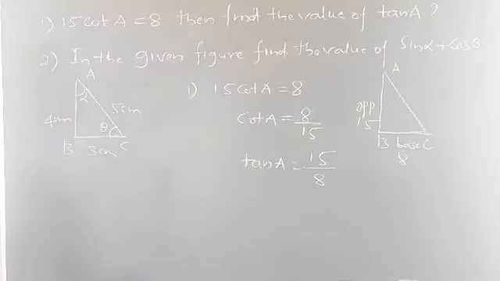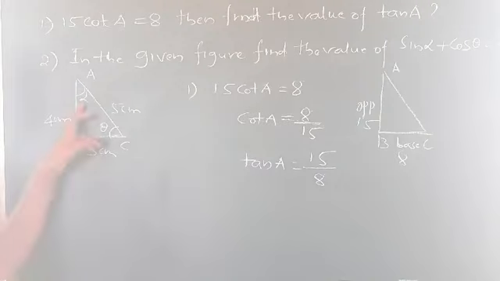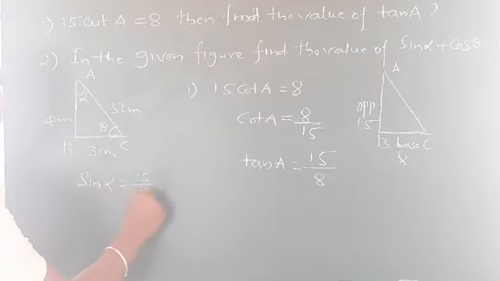In the second question, in the given figure, find the value of sin alpha plus cos theta. Let me solve here: sin alpha plus cos theta. Alpha is given here in this figure, and theta we have here. Considering this acute angle, base is this one, opposite is this one, and this is the hypotenuse. Sin of alpha is opposite by hypotenuse. Now let me write sin alpha is 3 by 5.